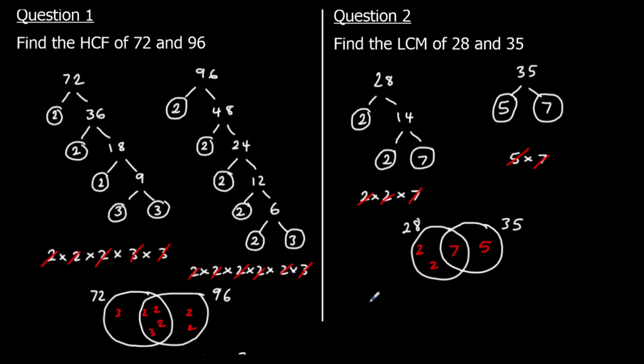So the lowest common multiple is all of these numbers multiplied together. So it's my 28 circle multiplied by 5. So 28 times 10 is 280. Half of that, 140.